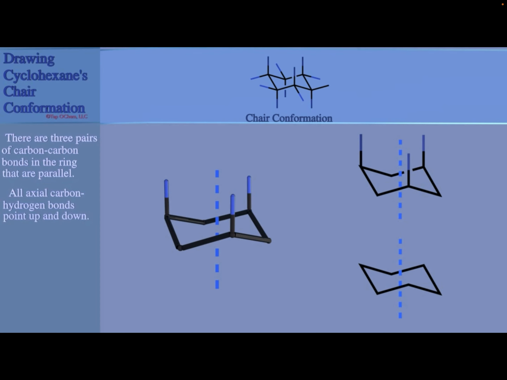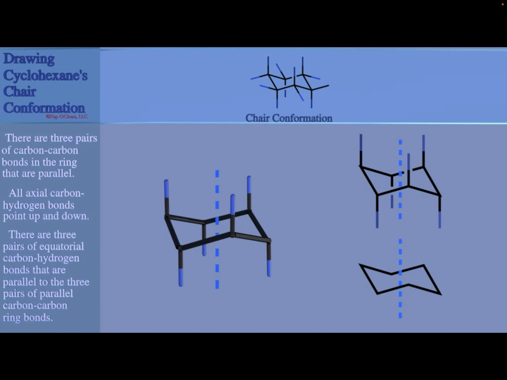Likewise, we will reveal the 3 carbon-hydrogen bonds that point down from those 3 carbons that point down. On our top line drawing, let's draw these 3 bonds. Now for the equatorial hydrogens. On our stick model, we will hide the axial hydrogen positions now.